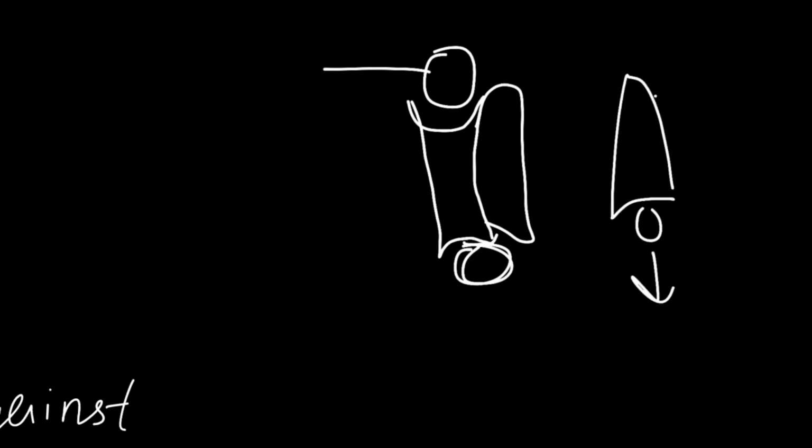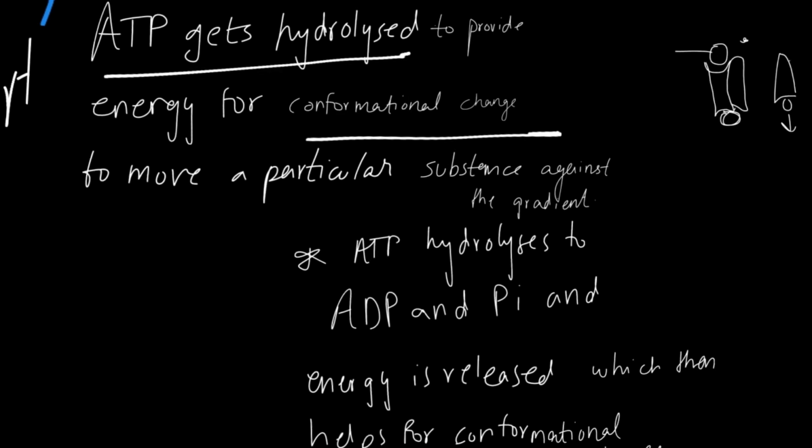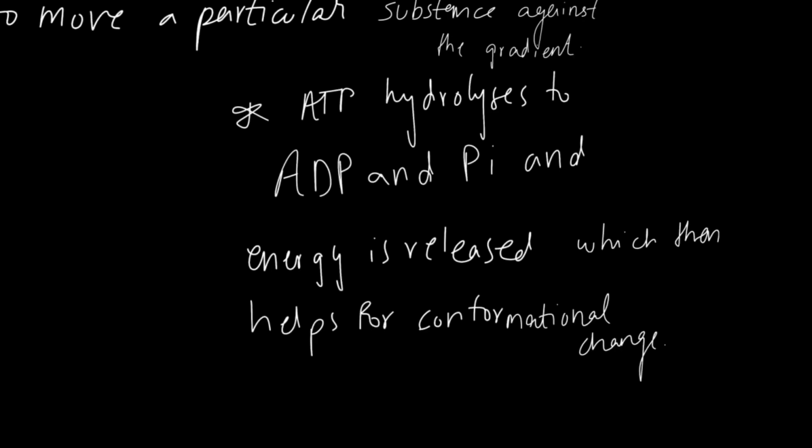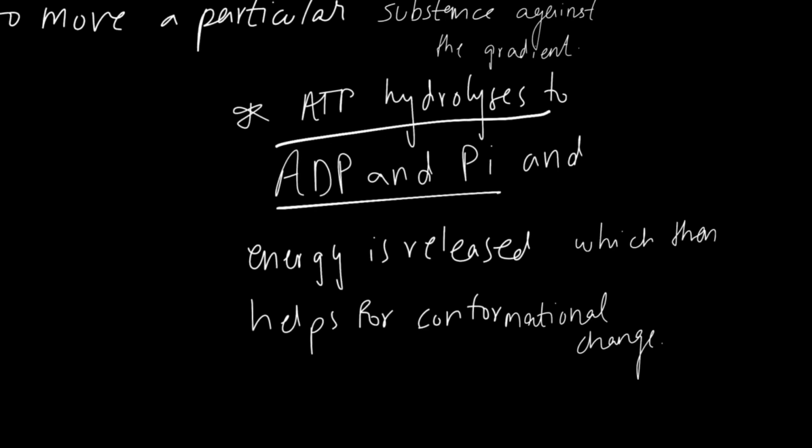if this is a pump, right here, you'll have this ATP binding site right here, and there will be a glucose binding site, for example, right here. So this ATP molecule will get hydrolyzed, providing energy for the conformational change, which will bring the glucose molecule inside. Even if the glucose is lesser in quantity outside, active transport using the ATP molecule will bring it inside. So we move a particular substance through this. ATP hydrolyzes to ADP and Pi, right?